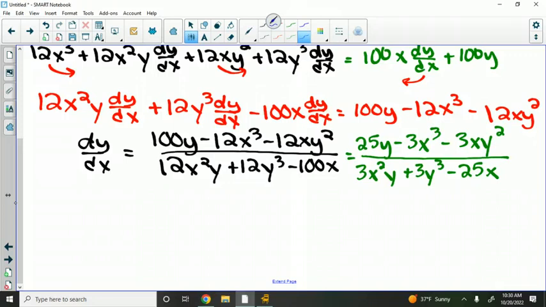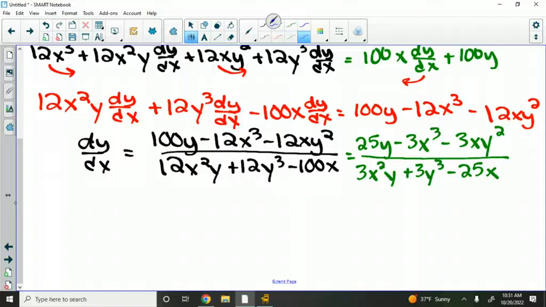Okay, before we do that though, make sure you're okay at the green part. Anything before green that we need to talk about. Okay, the point that they gave us was 3, 1. So for all the x's, we're going to plug in a 3. For all the y's, we're going to plug in a 1.